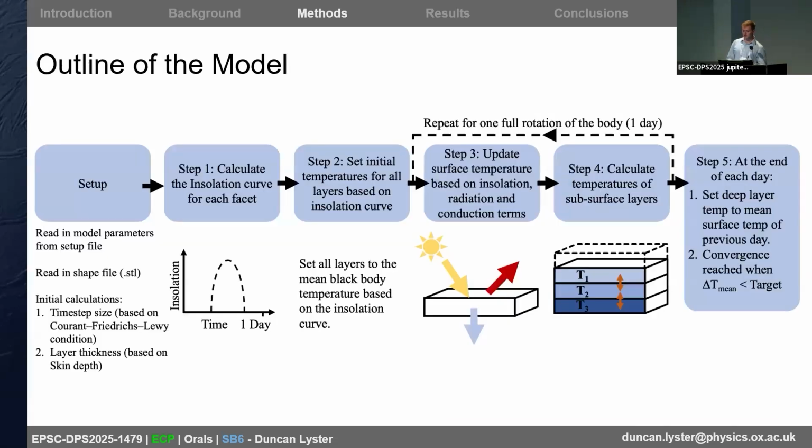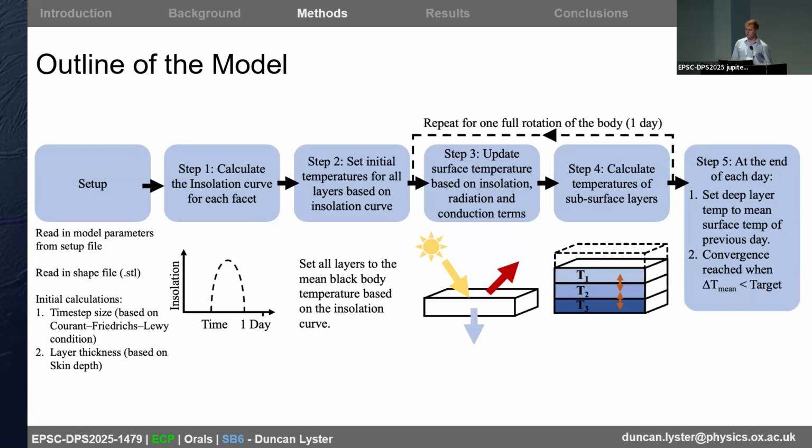Now, in terms of an outline of the model, this is maybe a little bit too much to read on a slide, but I'll very happily talk to any of you about it at length if you come and find me afterwards. But like with many of these thermophysical models, after the initial setup of the code, the first stage is to work out the insolation, so the amount of sunlight received for each facet. Then there's a first guess of each facet's temperature, based on the insolation at a particular point. That's turned out to be a very effective way of getting convergence quite quickly.